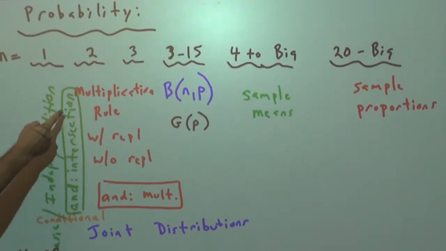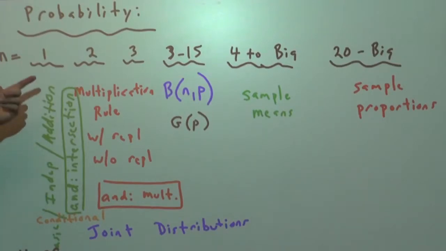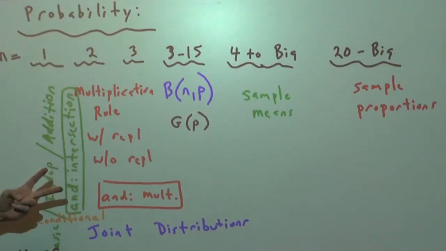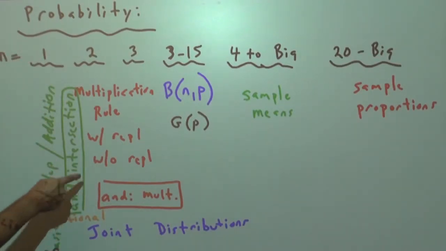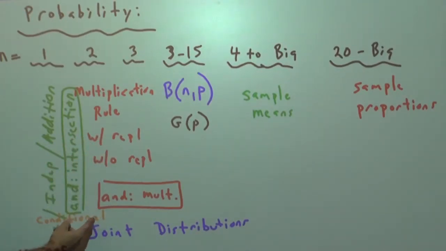The word "and" means intersection. If the sample size is 1, it means multiplication. If the sample size is 2 or more, we need to know whether we're selecting with or without replacement. We're going to get into conditional probability right now, and we're also going to look at independence.